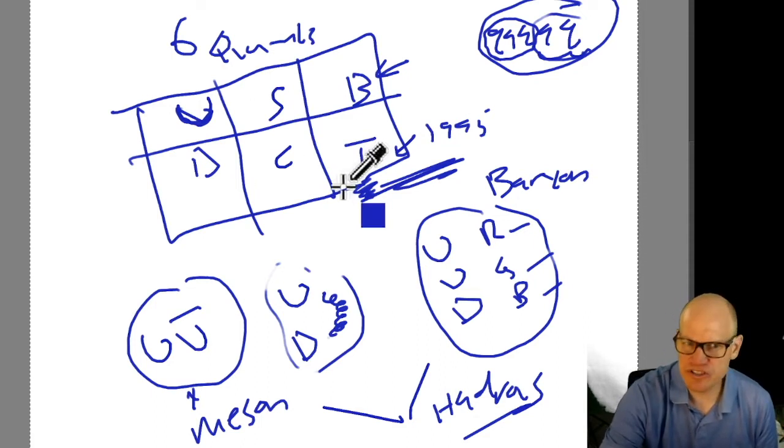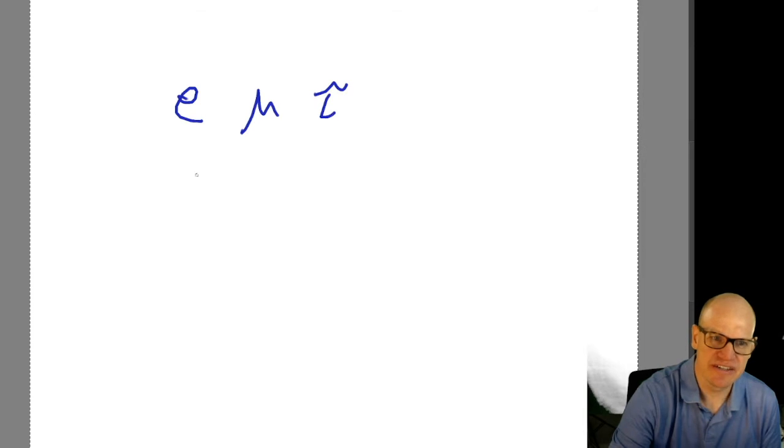Along with six quarks, there are six leptons. The leptons are the electron, the muon, and the tau, and then each one of these has a neutrino associated with it.